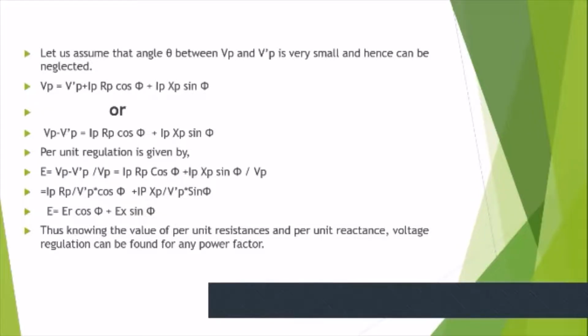Vp minus V dash p is equal to Ip Rp cos phi plus Ip Xp sin phi. All these equations we are getting from the phasor diagram. Per unit regulation is given by E is equal to (Vp minus V dash p) upon Vp, which is equal to (Ip Rp cos phi plus Ip Xp sin phi) upon Vp.